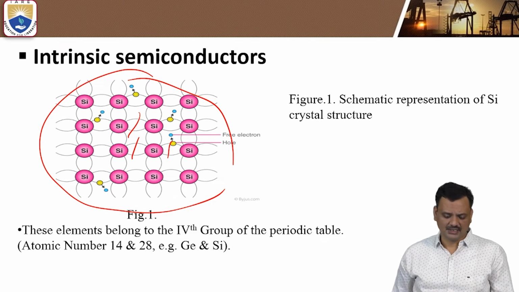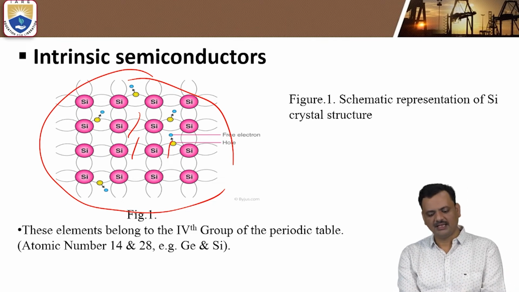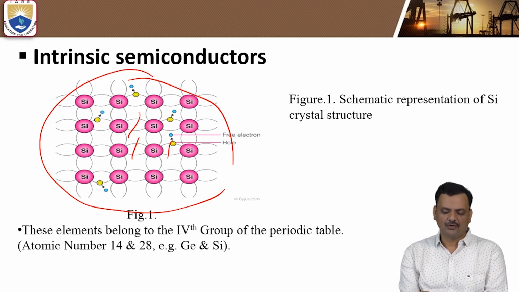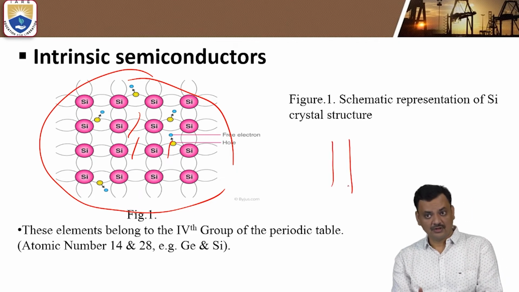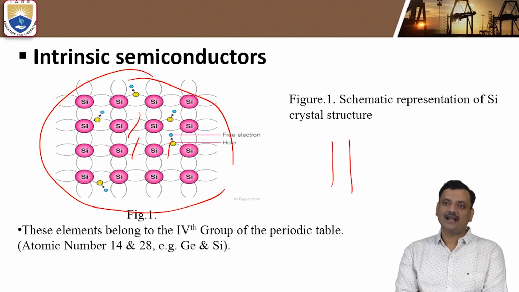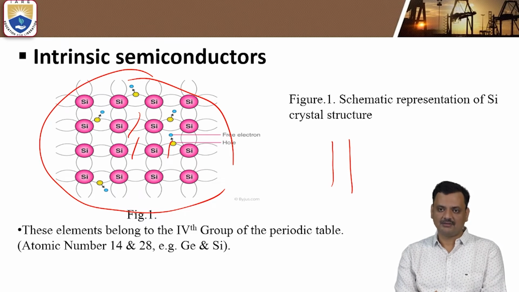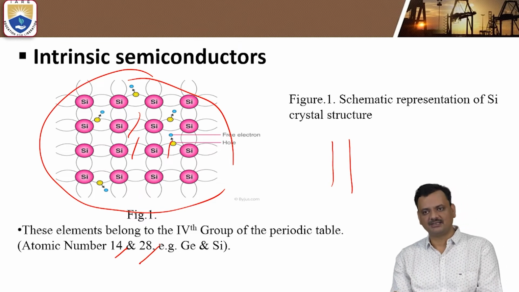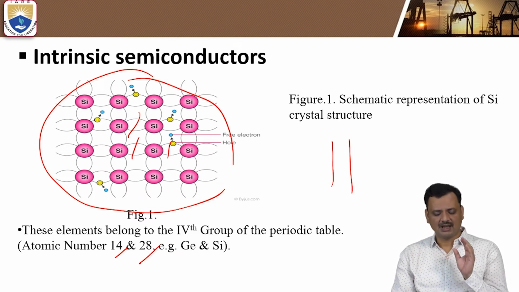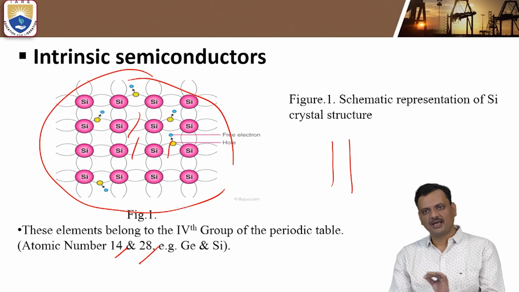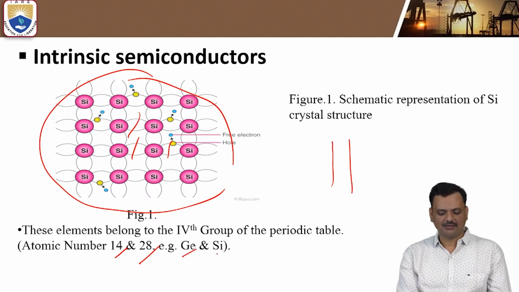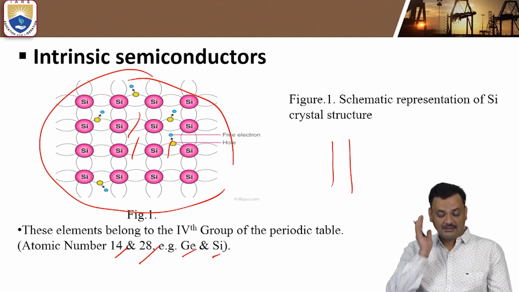Pictorially I represented it here. So basically, what is the class of these intrinsic semiconductor materials? Fourth group of the periodic table, and not all fourth group elements. Atomic numbers 14 and 32, meaning silicon and germanium. The best examples of fourth group elements are silicon and germanium. Okay.